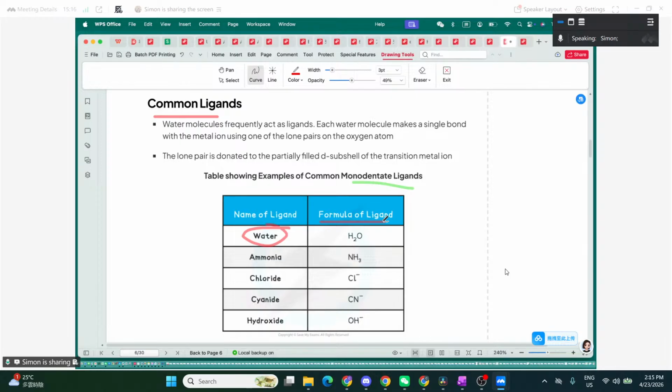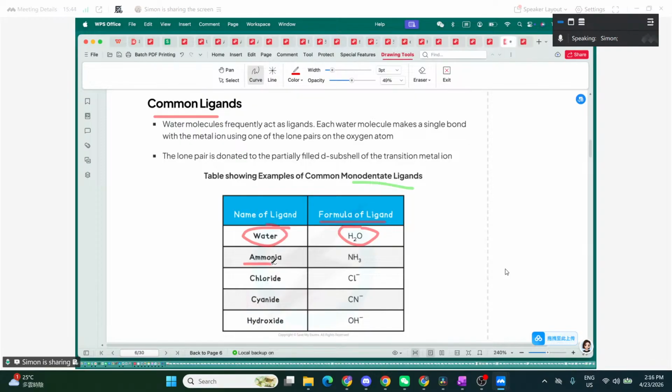How is the single bond forming in the water? Think about oxygen. The oxygen has the lone pair on the oxygen atom. So this is the process that forms the ligand of water. Another one is ammonia.